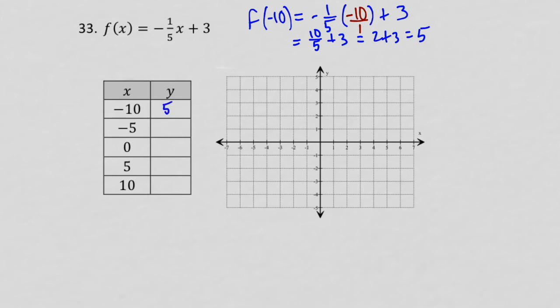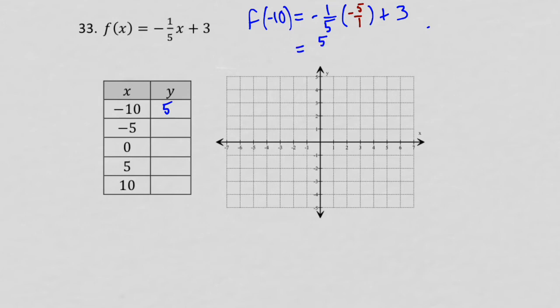Let's do it again and plug in negative 5. So erase all this. I'm going to put in negative 5 right there. So negative 5, once again I'm going to plug it in as a fraction. Negative 5 over 1. It's going to be negative times negative, so again it's going to be positive.